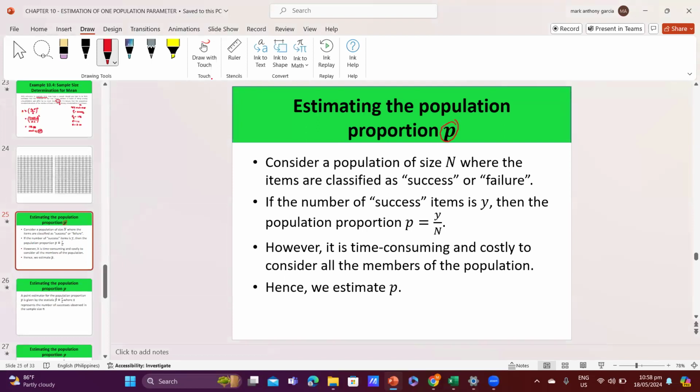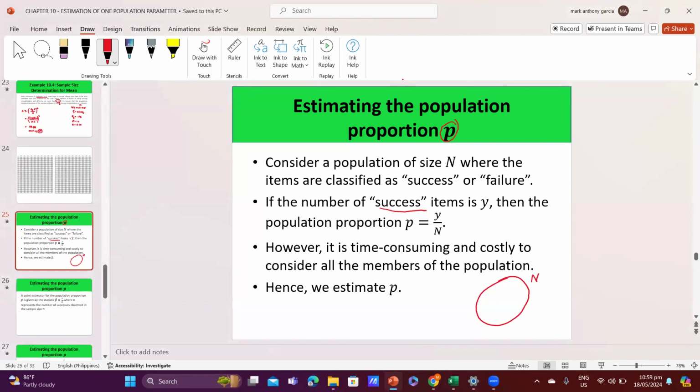Now what is this population proportion P? Let us consider a population of size capital N, where the items in the population are classified as a success or a failure. So, for example, if we have a survey question like, do you like the color blue? Those who will answer yes are considered success items in the population, and those who will answer no are considered failure items in the population.